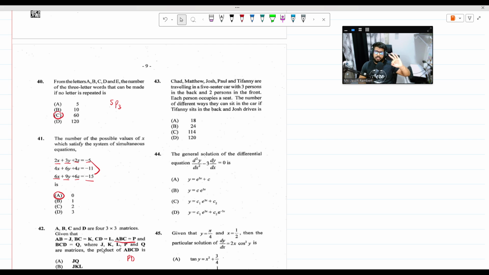The number of different ways I can seat those 3 people is going to be 3 factorial. And then Tiffany can sit in one of the 3 seats in the back. So it's 3 factorial by 3 plus 3 factorial plus 3 factorial, or just 3 factorial by 3. 3 2s are 6. 6 3s are 18.